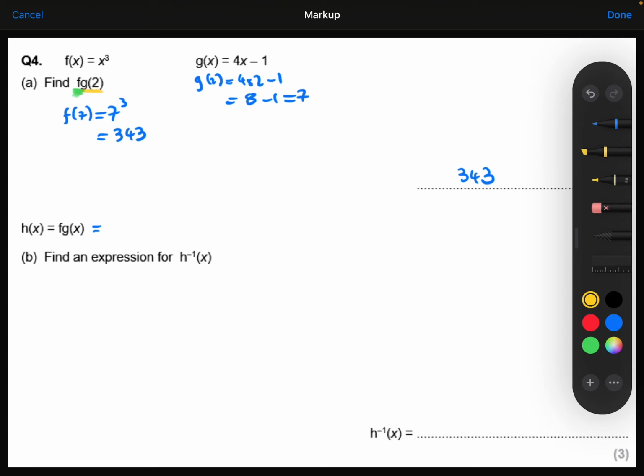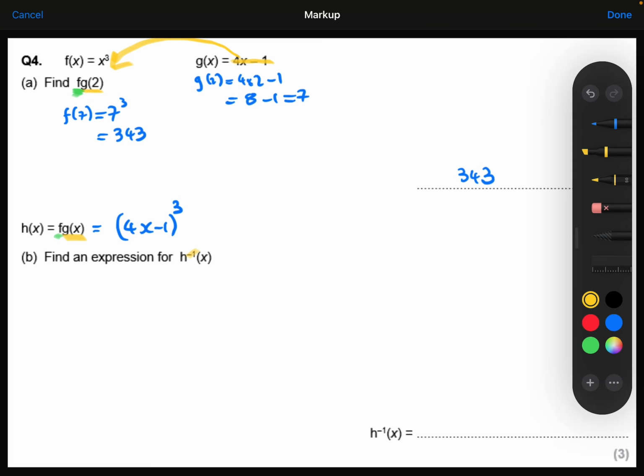We're told it's equal to fg of x, so that's me substituting the g function into the f function. So we'll have 4x minus 1 all cubed. So that's my h of x function. And like I said, we need to find the inverse of this.